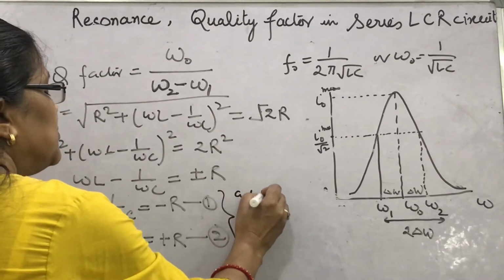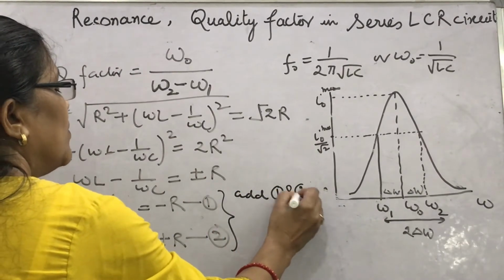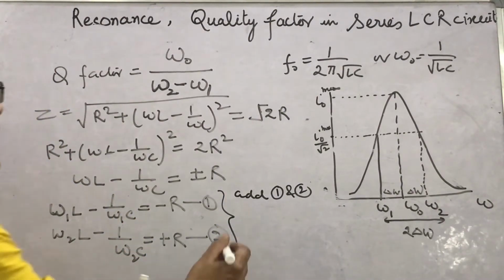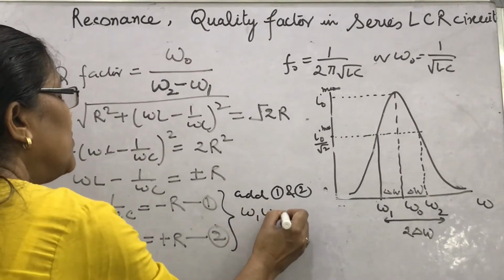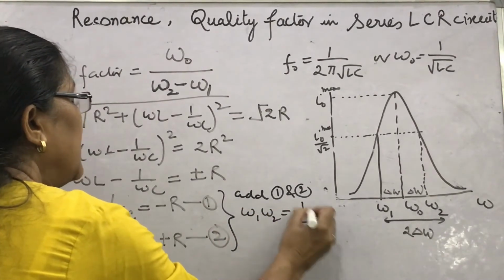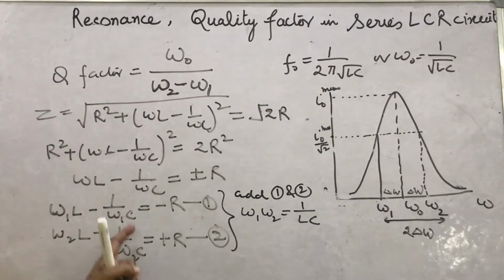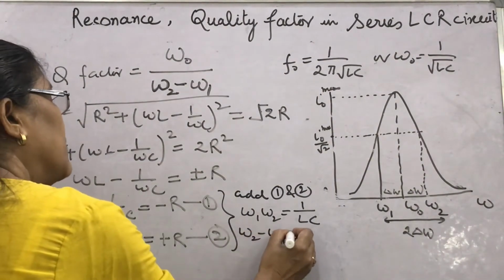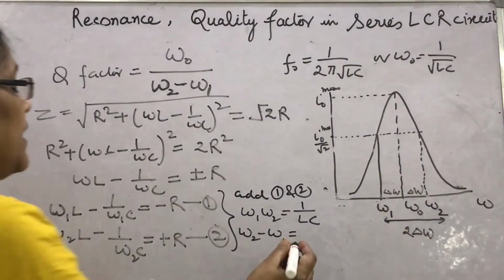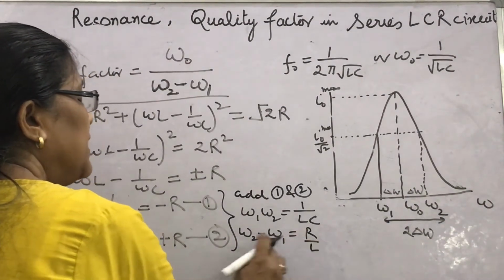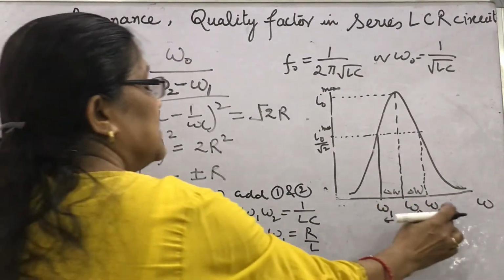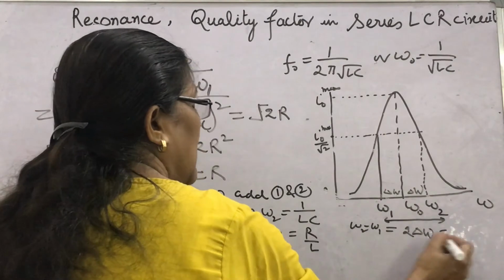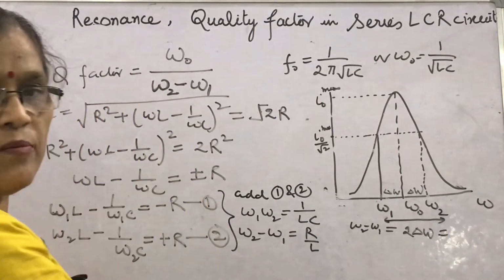If you add these two equations 1 and 2, by adding these two equations we will get omega 1 into omega 2 equal to 1 by LC, and by subtracting you can solve. You will get omega 2 minus omega 1 equal to R by L. What is this omega 2 minus omega 1? Here this is omega 2 minus omega 1 in the figure. I am writing here, what is this? R by L.